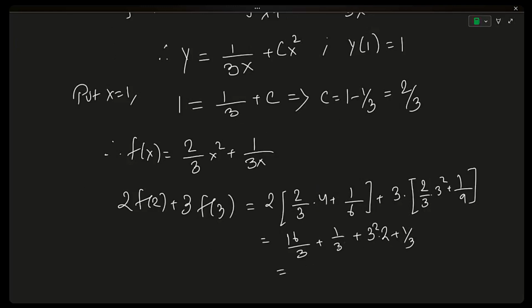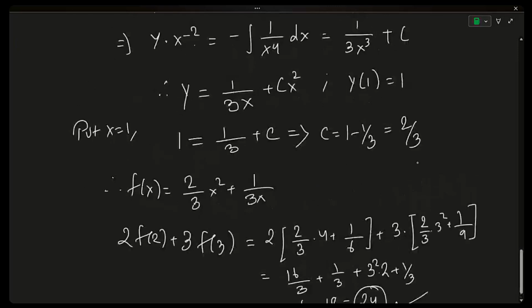Okay. So 1 by 3 plus 16 by 3 is 18 by 3, which is 6, plus 9 into 2, which is 18. And the final answer becomes 24. This is going to be your final answer. Hopefully that was easy to understand. Now do review the steps.